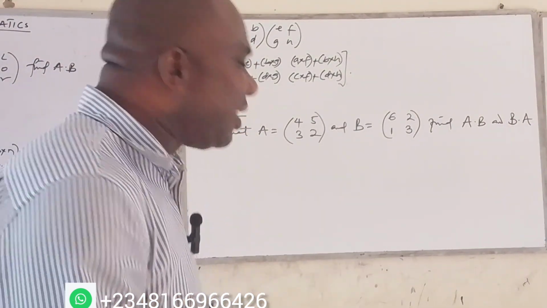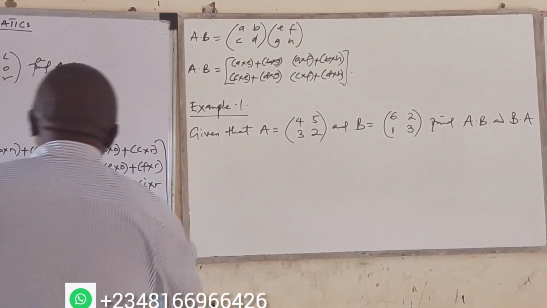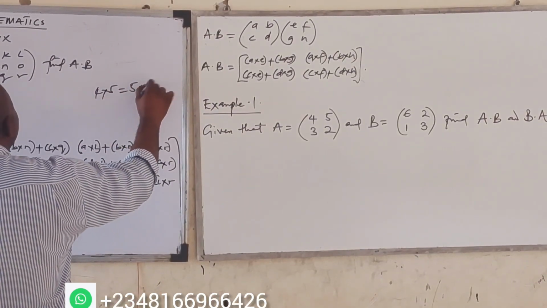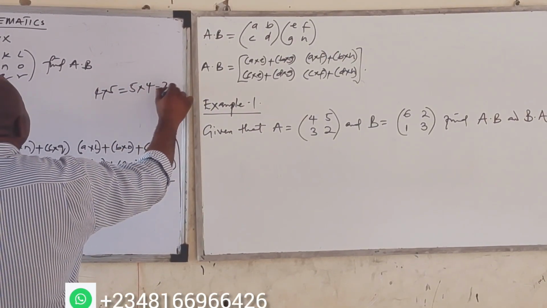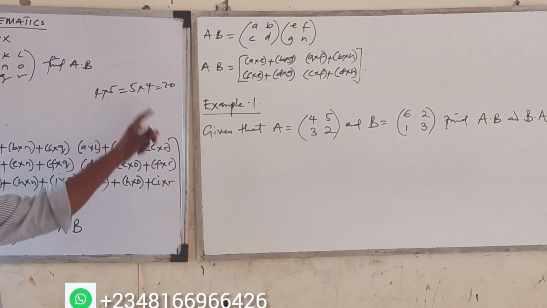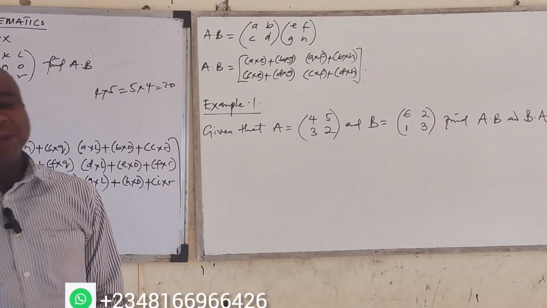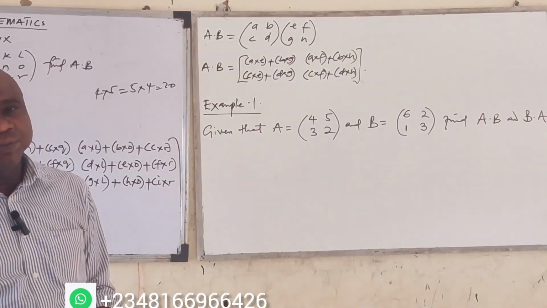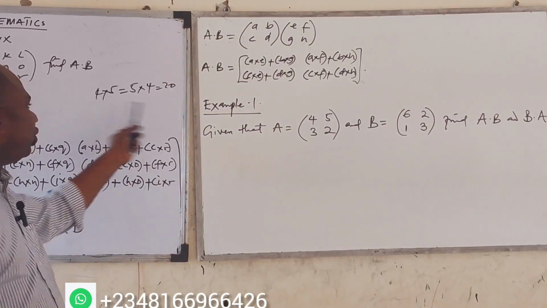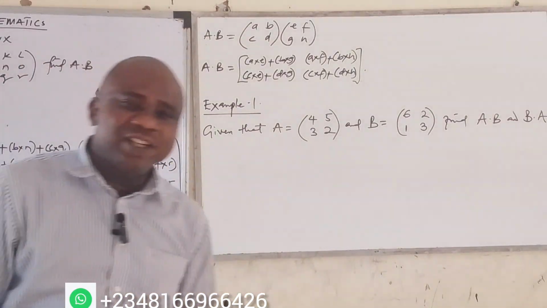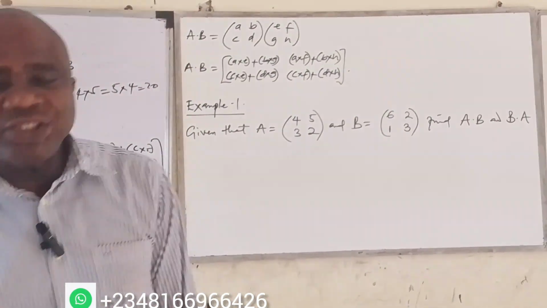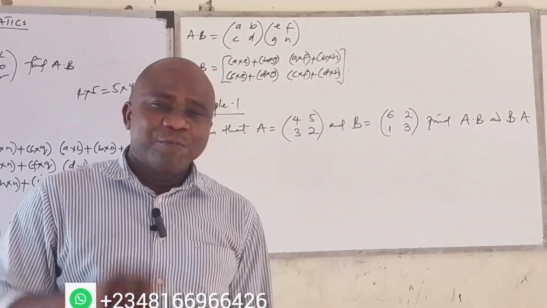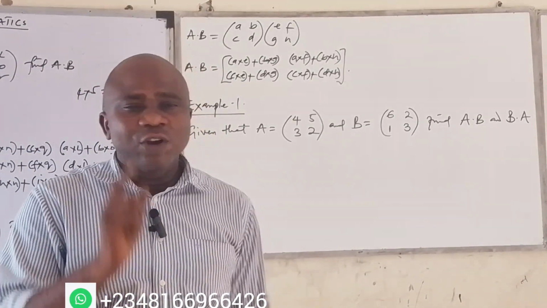Now remember, in ordinary mathematics, we said 4 times 5 is the same thing as 5 times 4. Yes, 4 times 5 is 20, and 5 times 4 is 20. But in matrix, A dot B is not the same thing as B dot A. This kind of relationship is called the commutativity relationship. So it means in matrix, multiplication is not commutative.